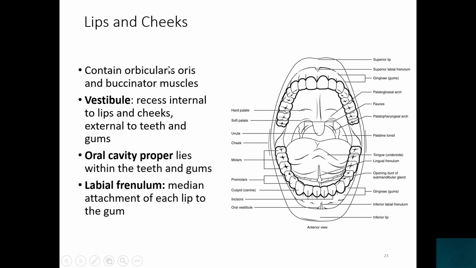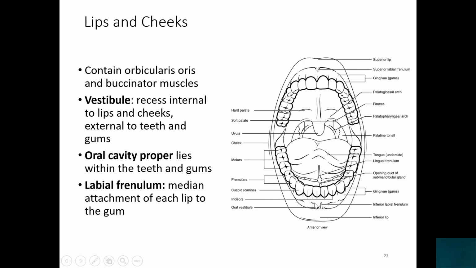Lips and cheeks. Inside of our cheeks and lips there are muscles. Those are skeletal muscles, orbicularis oris and buccinator, and we can control those muscles voluntarily. That's exactly what we do when we are talking.